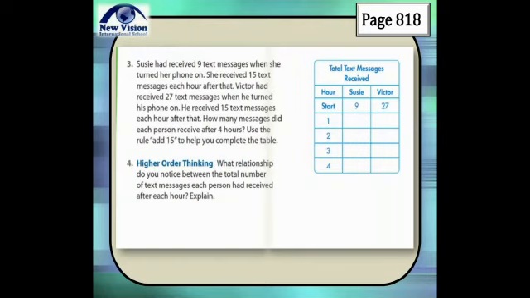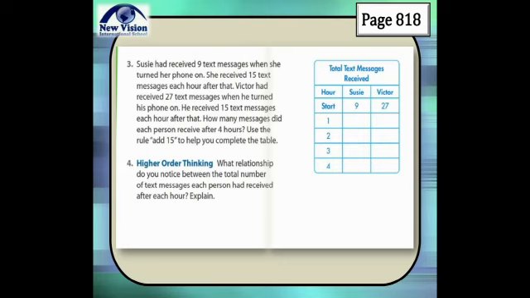Number 3. Susie had received 9 text messages when she turned her phone on. She received 15 text messages each hour after that. Victor had received 27 text messages when he turned his phone on. He received 15 text messages each hour after that. How many messages did each person receive after 4 hours? Use the rule add 15 to help to complete the table.